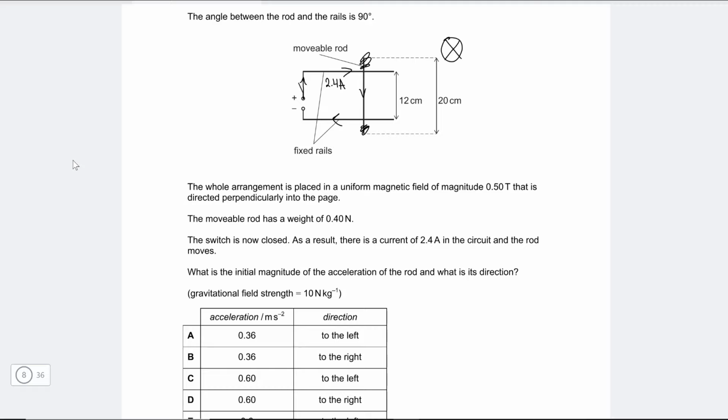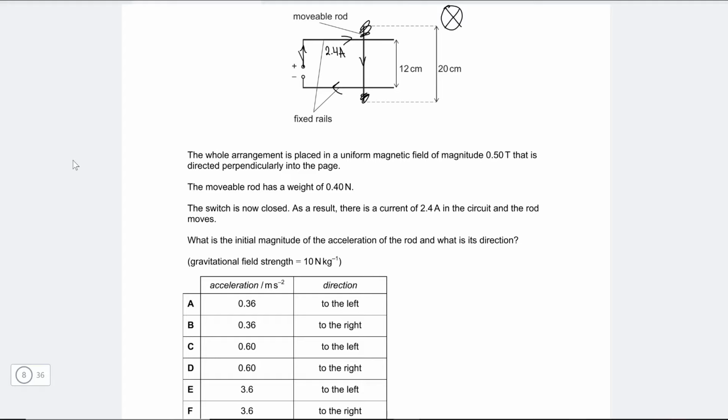So to calculate the value of the magnetic force, we can just use F is equal to BIL. So let's do that. I'm just going to write it down over here. F is equal to BIL. So the magnitude of the magnetic field, the magnetic flux density, is 0.50 teslas multiplied by the current, which is 2.4 amps, multiplied by the length with current flowing through it, which is 12 centimeters. So it's going to be 0.12.